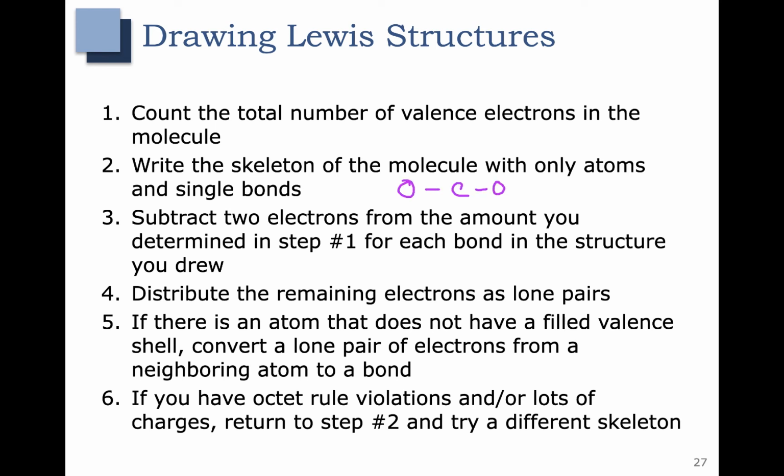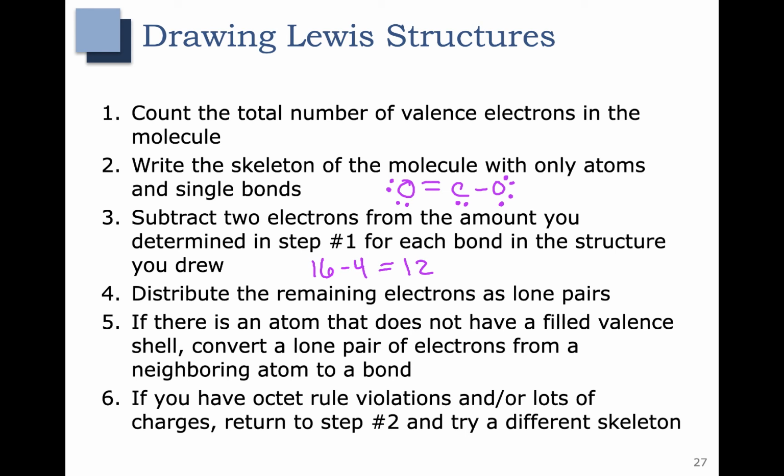So now we've got 16 minus 4, which is again 12. And let's distribute them around here. 1, 2, 3, 4, 5, 6, 7, 8, 9, 10, 11, 12. In this case, the oxygen on the left here doesn't have valence. So let's move a lone pair around.